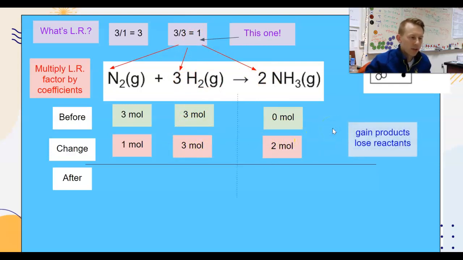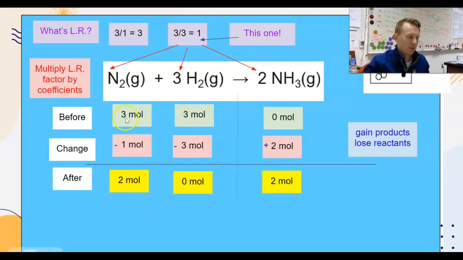Now, the other thing we have to do is gain products and lose reactants. So it's just like the s'mores, right? We're going to make NH3, so we have to put a plus sign here. And then we're going to use up N2 and H2, so those are going to disappear as they get used up. So I'm going to put subtraction signs on the left and addition signs on the right. And then the last step is just a simple addition or subtraction.